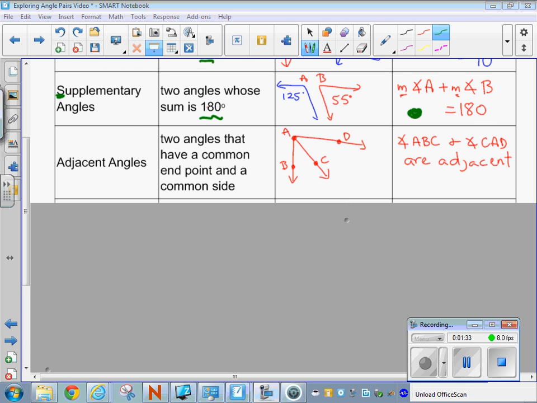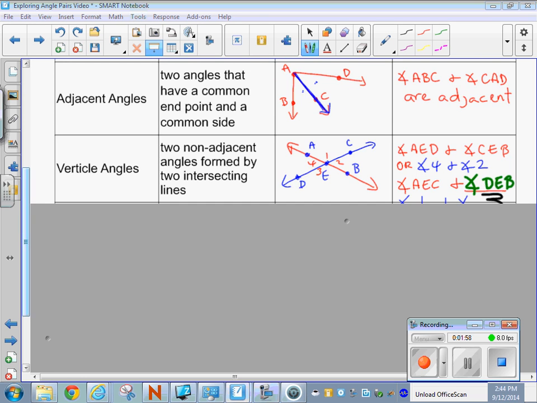All right, next up, adjacent angles: two angles that have a common endpoint and a common side. That common side is always right here in between them. So AC is the ray that makes them adjacent. Two rooms are adjacent when they share a wall, so it's a very common word. Over on the right it says angle ABC and angle CAD are adjacent. Make sure you get that. All right, I'm going through this like the big boys, so if you need to pause, go ahead and put it on pause.